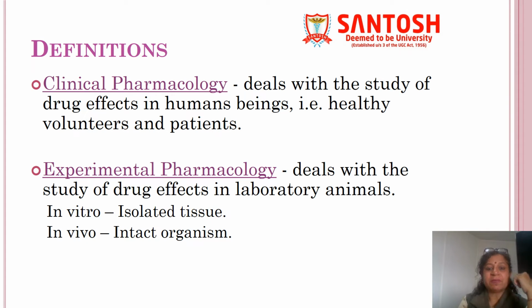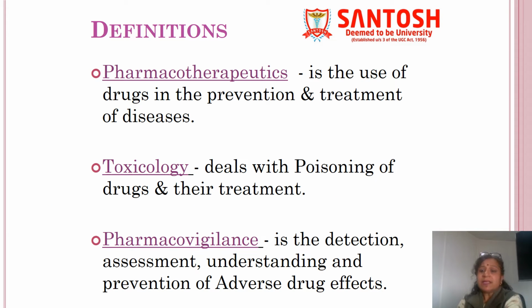Next comes experimental pharmacology. Experimental pharmacology deals with the study of drug effects in laboratory animals. So experimental pharmacology and preclinical studies are the same. We can do it in vitro and in vivo. All of you know what in vitro and in vivo are. If we are doing this drug study in an in vitro or in vivo environment, we call it experimental pharmacology.